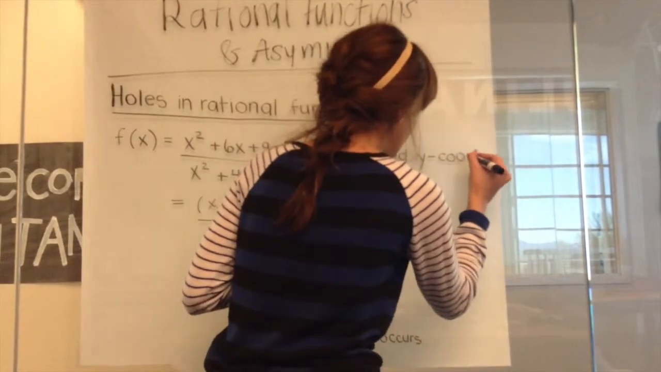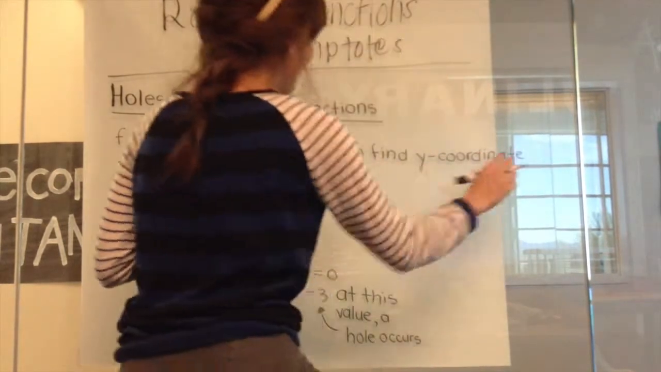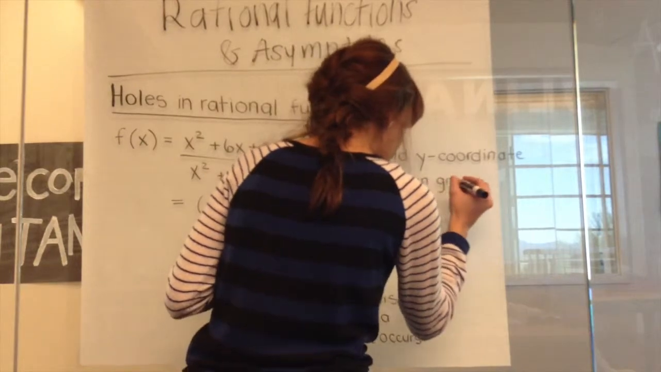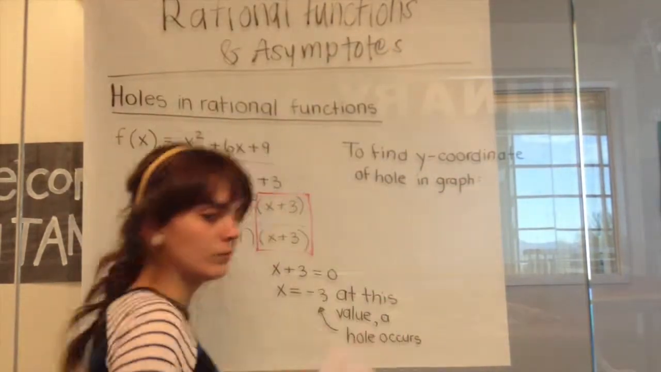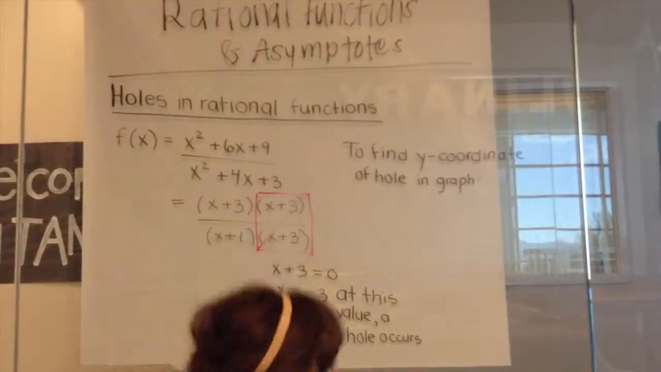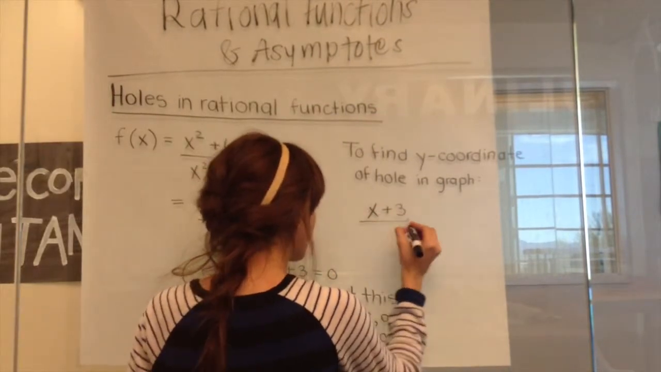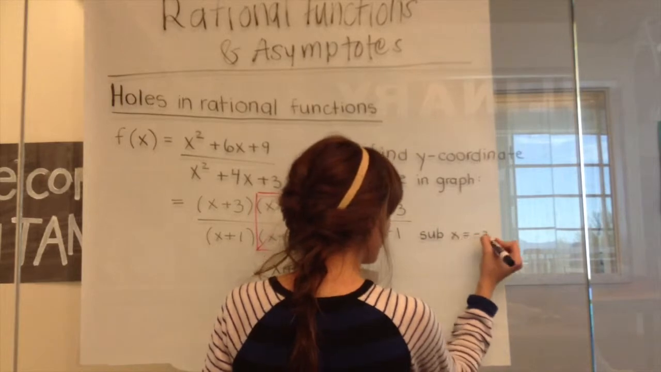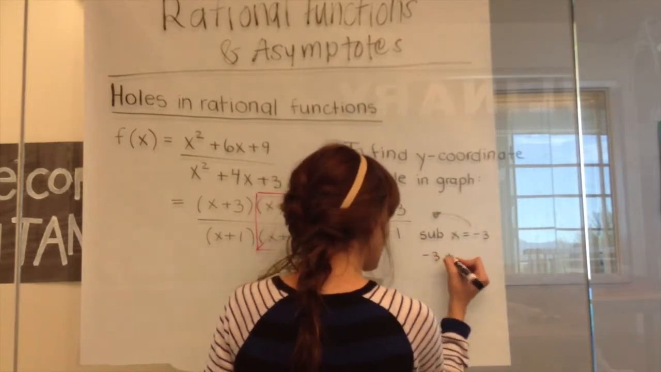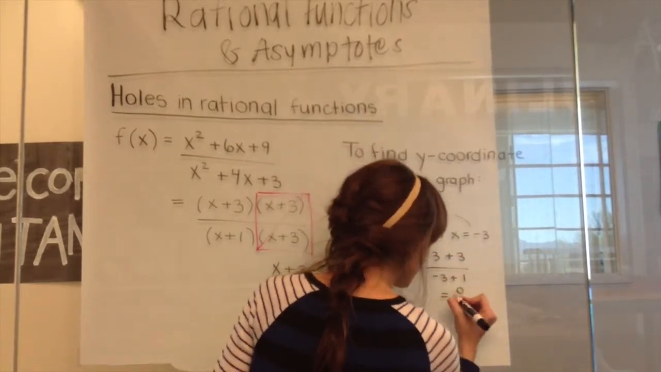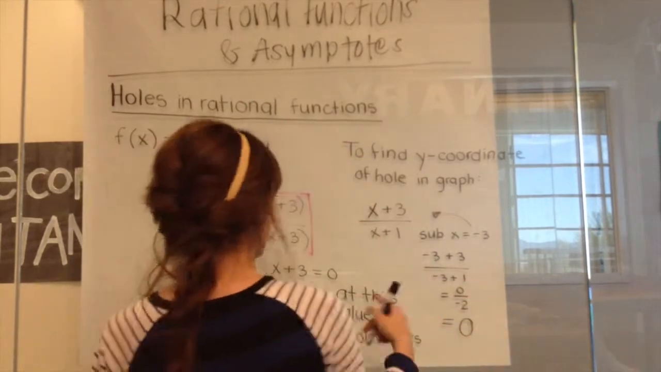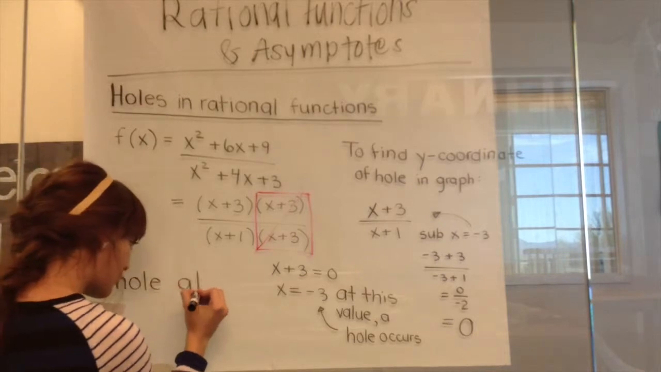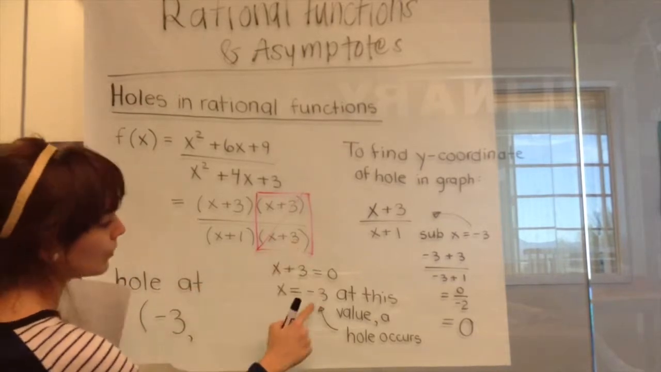In order to do this, you have to look at the function and you'll see that you can cancel out the common factors, in this case the hole, and you'll be left with x plus 3 over x plus 1. You just substitute in x equals negative 3, and that will tell you the y-coordinate. In this case, it's 0. So a hole will occur at negative 3, which you found previously, and then 0.